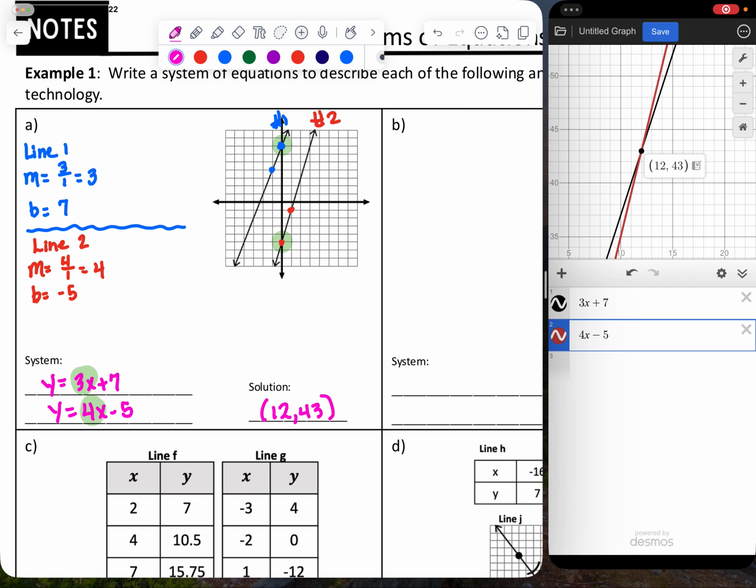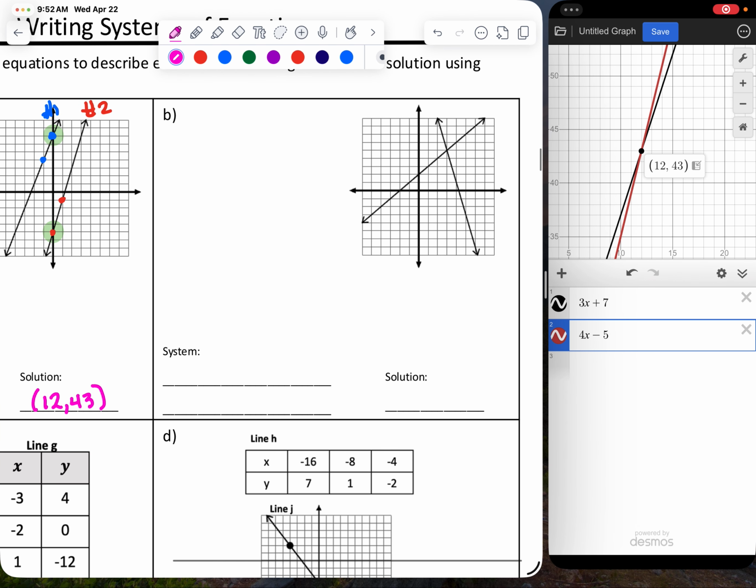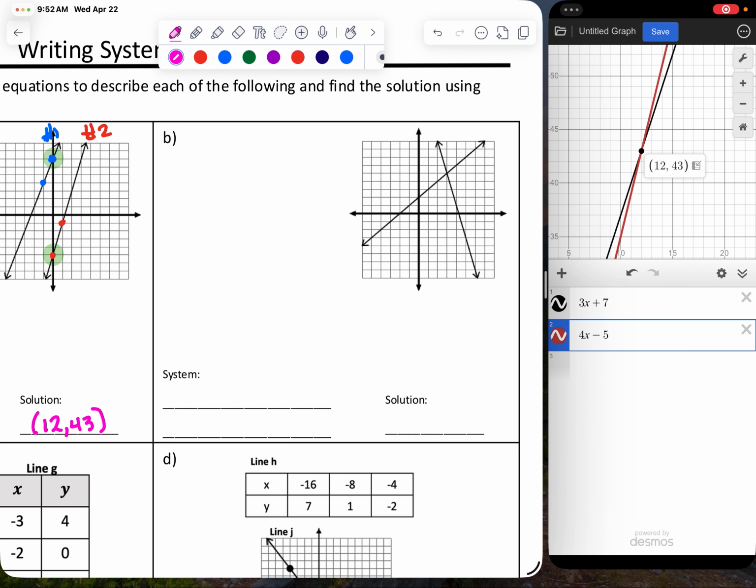All right, in problem B, we're again given two lines. And just like before, I think I'll label them to make it a little bit easier to get the equation for the system here. I'll label this line number 1 and this line number 2. And honestly, it does not matter which one you label line 1 and which one you label line 2, okay? So I'll start with line 1. Let me just label this line 1.